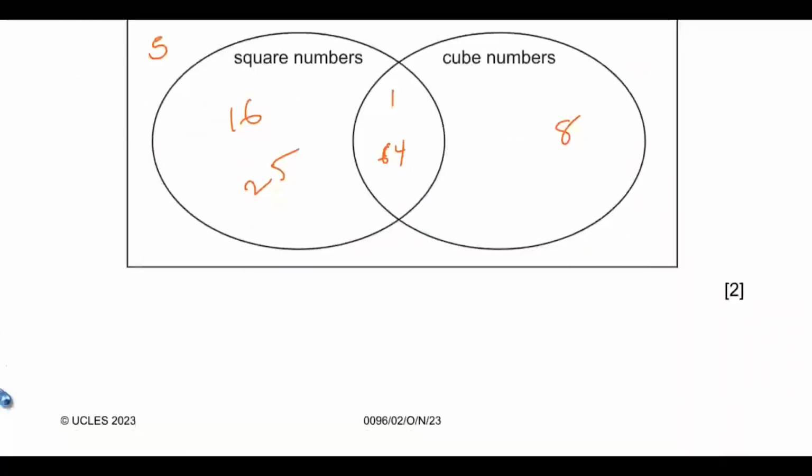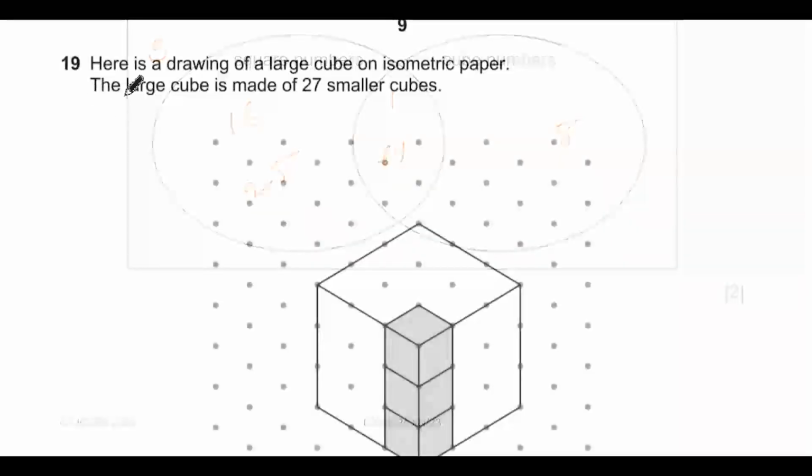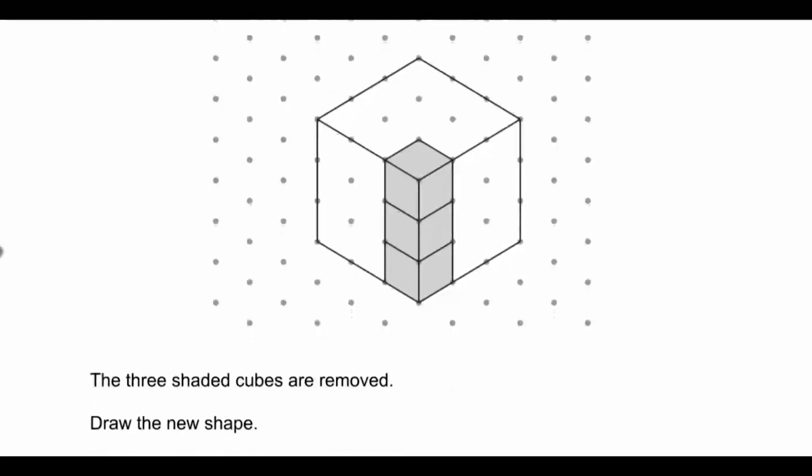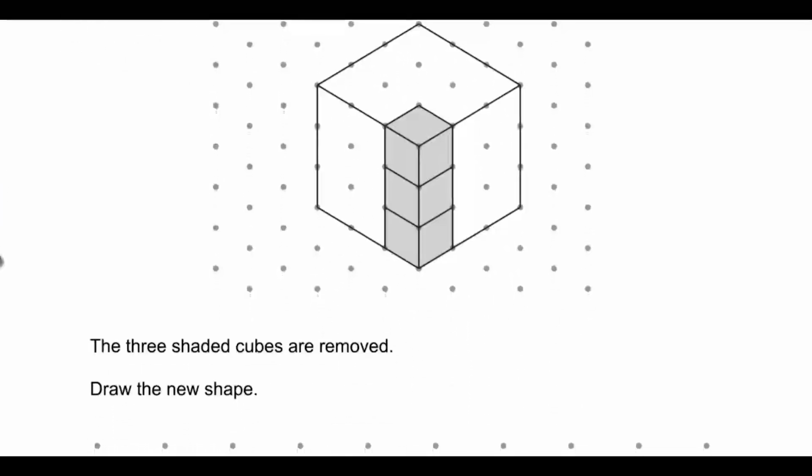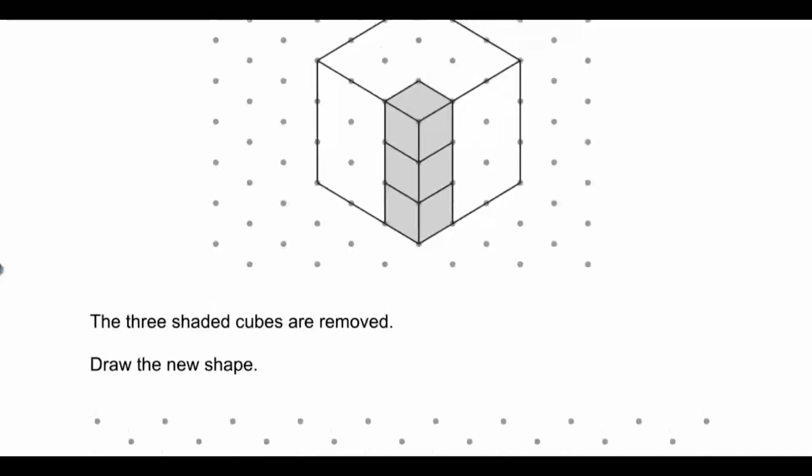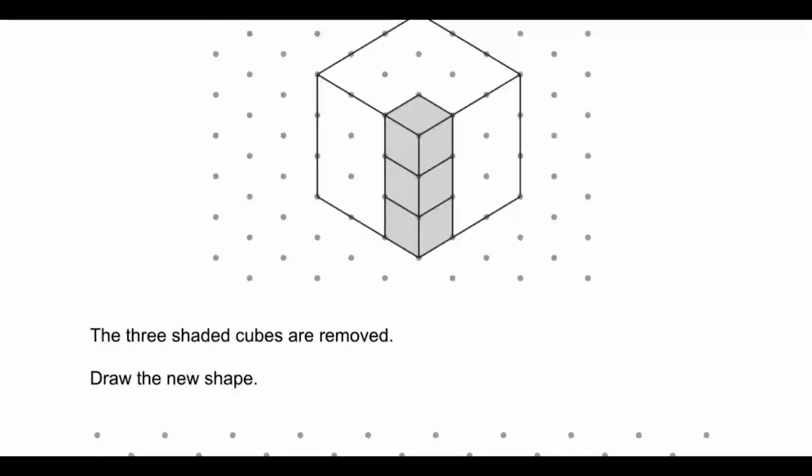Okay, so let's go to the next question. That will be question 19. Here is a drawing of a large cube on isometric paper. The large cube is made of 27 smaller cubes. Okay, so let's go down for the question. The 3 shaded cubes are removed. Draw the new shape. Okay, so we want to remove this, this, and this will be removed.